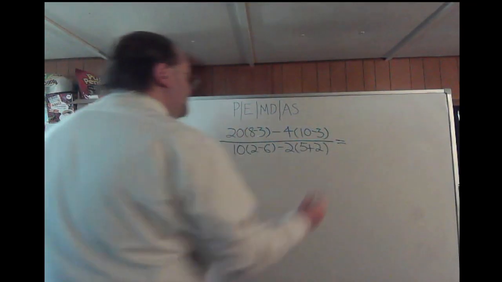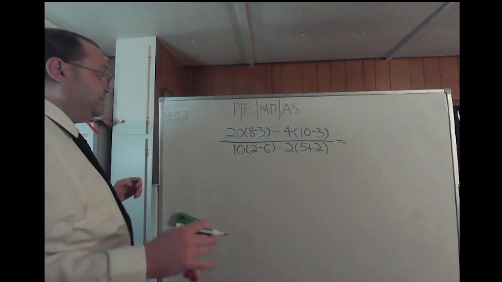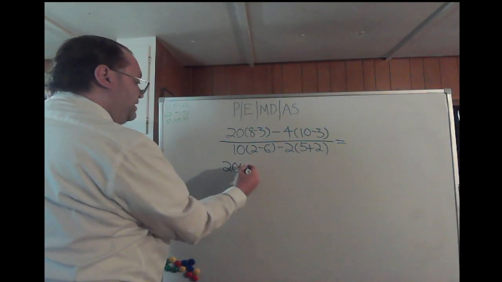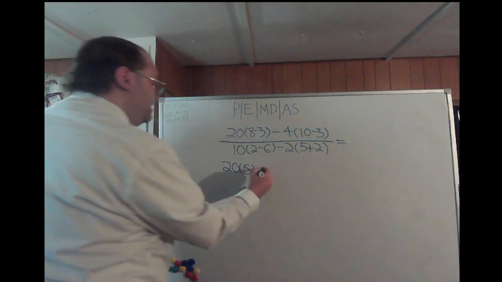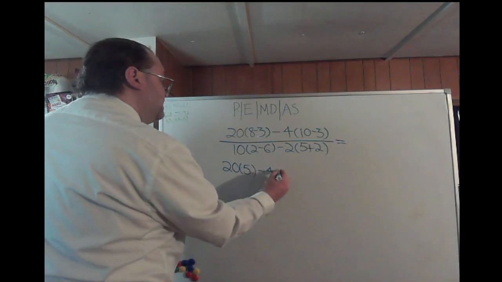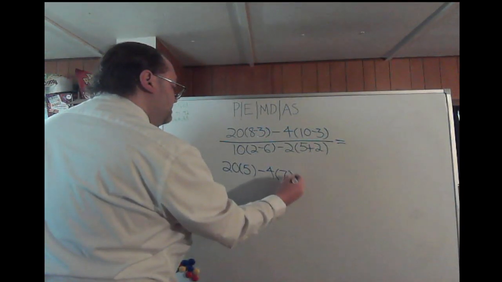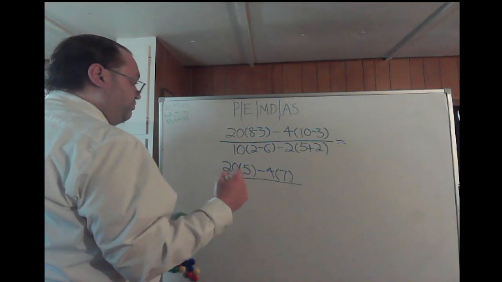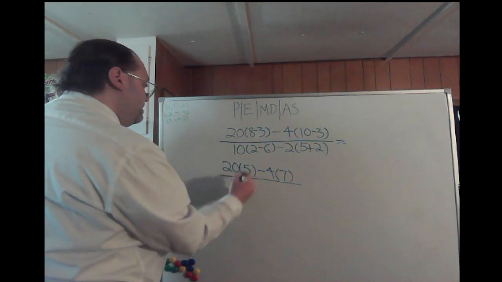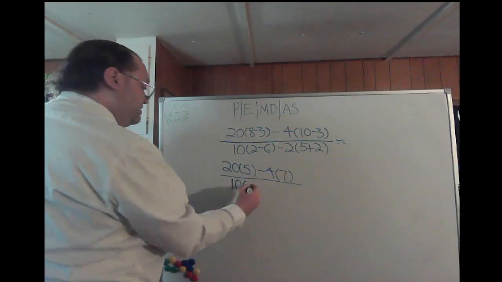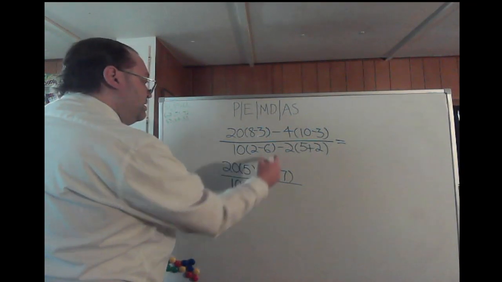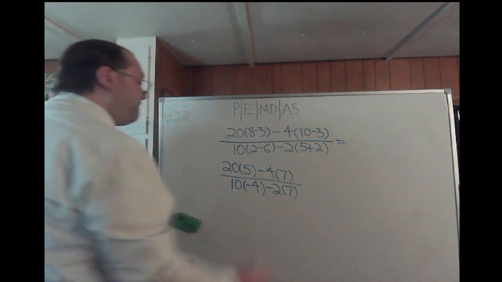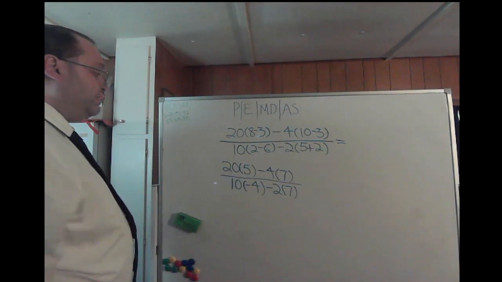First things, of course, order of operations dictates we do parentheses. So you'll be left with, in the numerator, 20 times what is 8 minus 3? That's 5. So you have 20 times 5 minus 4 times what is 10 minus 3? That's 7. Times 4 minus 7, all over. Now go to the denominator, do your parentheses. You'll have 10. Now what is 2 minus 6 in parentheses? That's negative 4. Minus 2 times what is 5 plus 2 in parentheses? Well, that's 7. Okay. We've dealt with our parentheses.